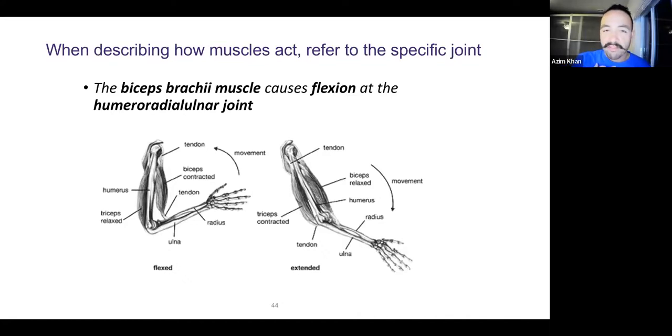This is simply my preference. When we talk about how muscles act, what movements they cause, I'd like you to refer to the specific joint. So the biceps brachii muscle causes flexion, specifically at the elbow, it causes flexion of the humeroradial ulnar joint. You could say that it flexes at the antebrachial region, but we'll just talk about the joint that's being moved. The biceps brachii causes flexion at the humeroradial ulnar joint. The triceps brachii causes extension at the humeroradial ulnar joint.